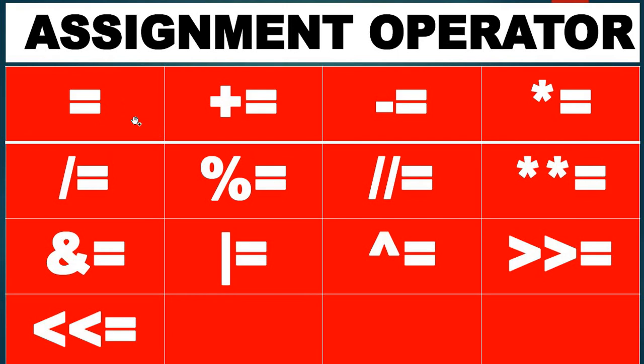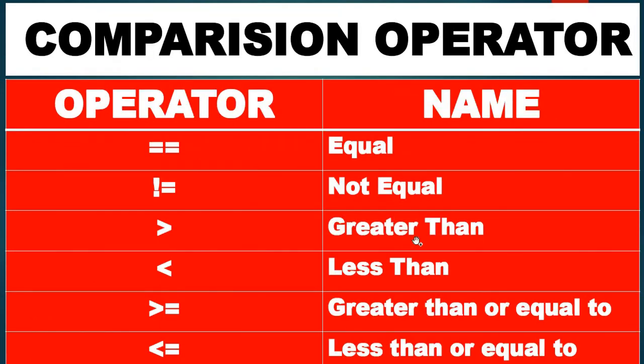Like plus equals, minus equals, star equals, slash equals. From ampersand, this pipe and all this, I will cover when I cover the bitwise operators, so I'm not confusing you now. Let's move on to our next operator, which is nothing but the comparison operator.